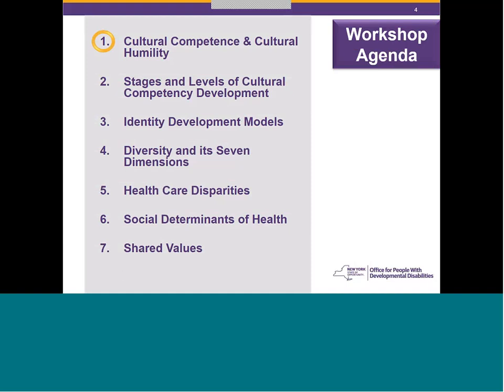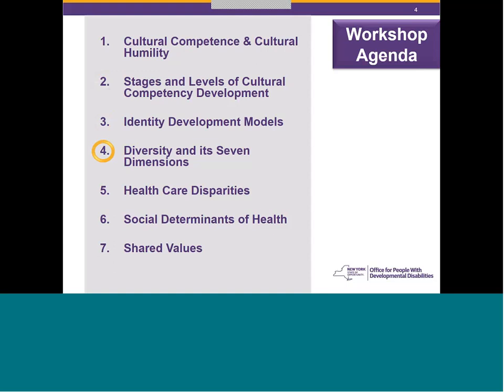Today's agenda begins with defining the terms cultural competence and cultural humility. Then I'll walk you through the 3 stages and the 6 levels of cultural competency development. These will set the stage for understanding some of the most common cultural competency frameworks called the identity development models. Next, I'll introduce the 7 dimensions of diversity, which are divided into 2 categories: immutable dimensions and cross-cutting dimensions.